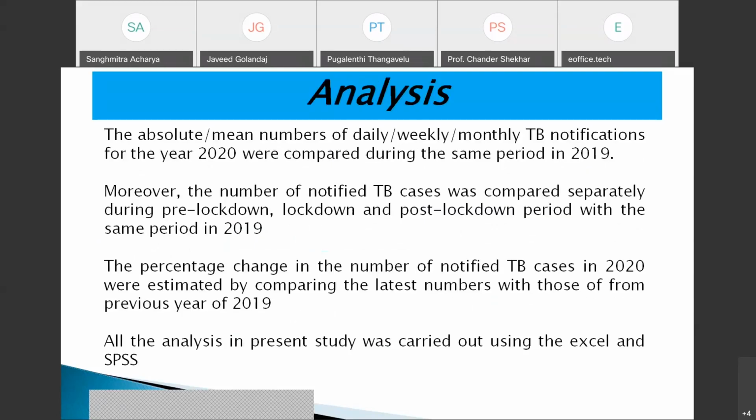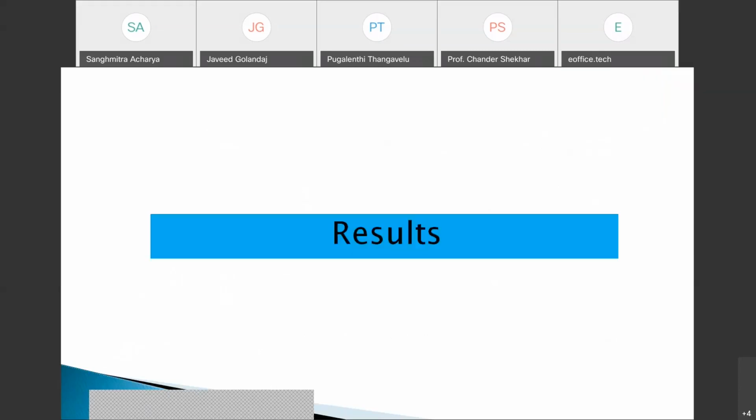For the study, we have done a very simple analysis. Absolute numbers and mean numbers of daily, weekly, and monthly TB notifications for the year 2020 were compared with the same period of 2019. Moreover, the number of notified TB cases was compared separately during the pre-lockdown, lockdown, and post-lockdown periods with 2019. And the percentage change in the number of notified TB cases in 2020 was estimated by comparing the latest numbers with those of 2019, and all the analysis was carried out using Excel or SPSS.